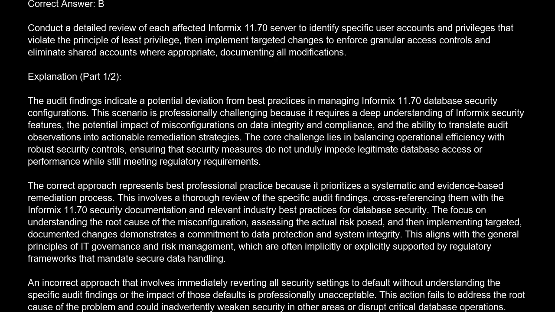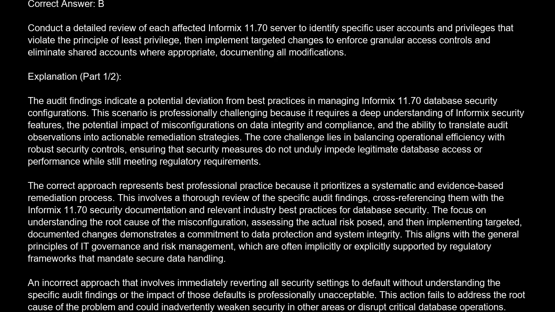Explanation: the audit findings indicate a potential deviation from best practices in managing Informix 11.70 database security configurations. This scenario is professionally challenging because it requires a deep understanding of Informix security features, the potential impact of misconfigurations on data integrity and compliance, and the ability to translate audit observations into actionable remediation strategies. The core challenge lies in balancing operational efficiency with robust security controls, ensuring that security measures do not unduly impede legitimate database access or performance while still meeting regulatory requirements.